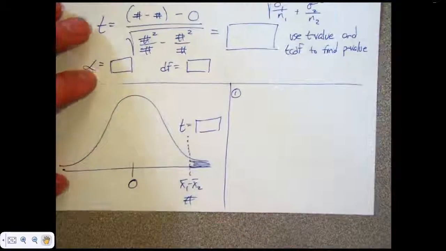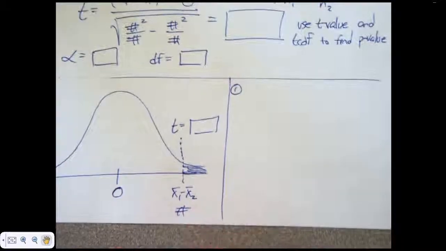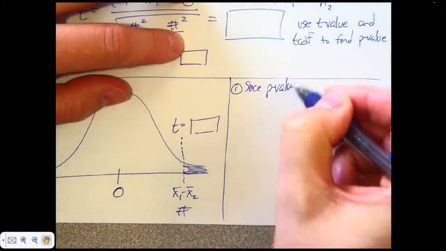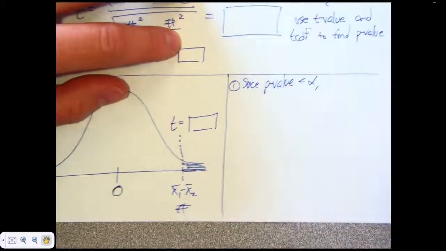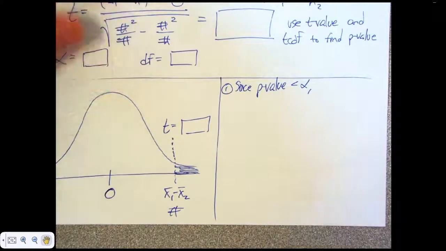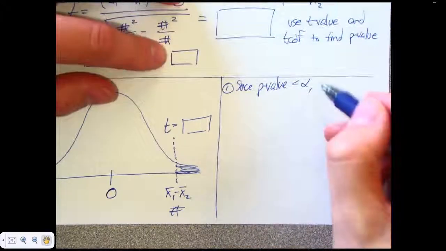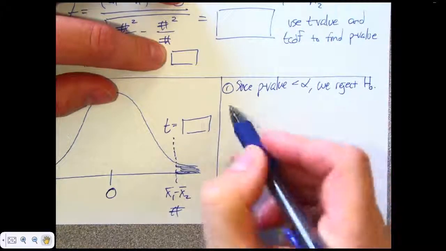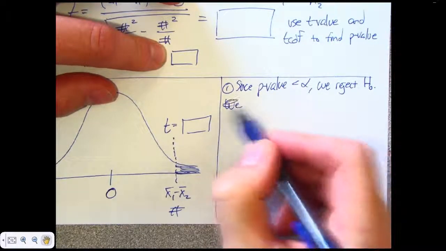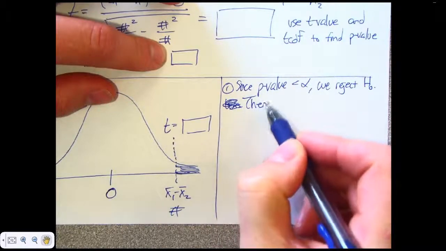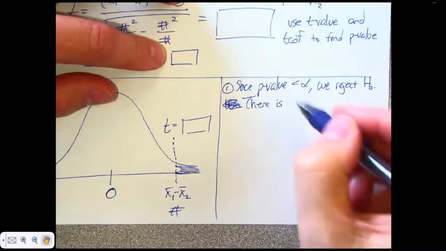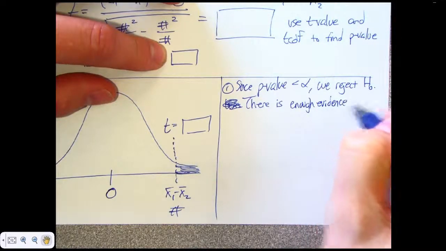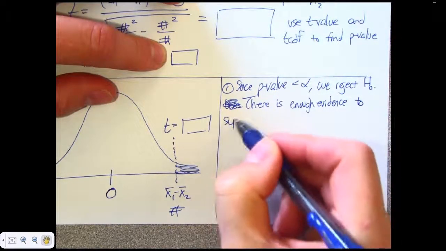So I'm going to write both of these out just because I think some of you still need some practice with them. 2 options. So since p-value, let's start with this, is less than alpha, what would we do in that case? We reject H0. And if I'm rejecting H0, it's because I think HA is better. So there is enough evidence to support HA.